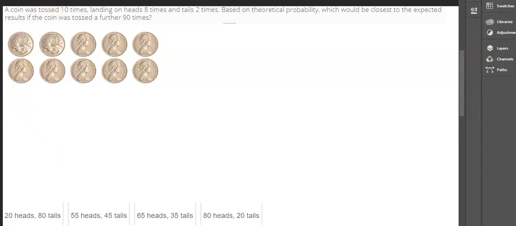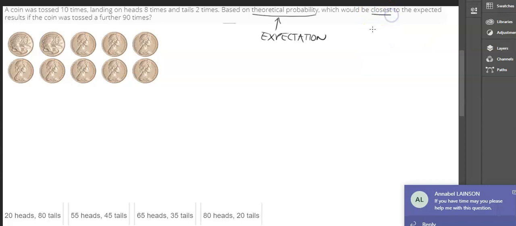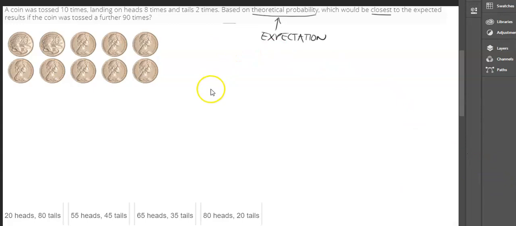And the question is, a coin was tossed 10 times, landing on heads 8 times and tails 2 times. Based on theoretical probability, so predictions or expectations, which would be closest, and there's a key clue here, which one will be closest to the expected results if the coin was tossed a further 90 times? So let's try to dissect as much information as we can from this.